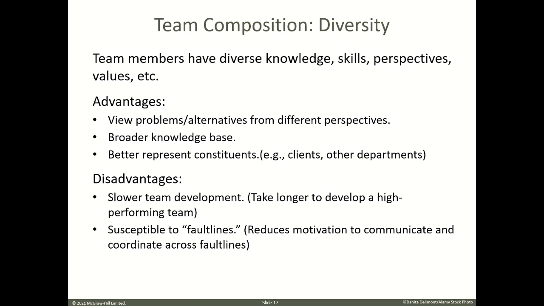Susceptible to fault lines, which means that it reduces motivation to communicate and coordinate across fault lines. Sometimes they split the teams into subgroups by surface or deep level features, and they reduce motivation to communicate and coordinate across fault lines. Sometimes they don't want to communicate with each other, maybe because of the diversity. Right.